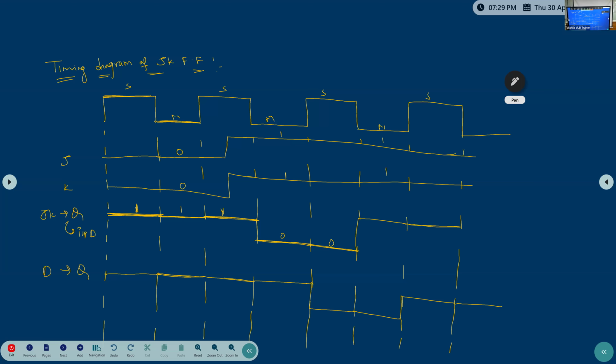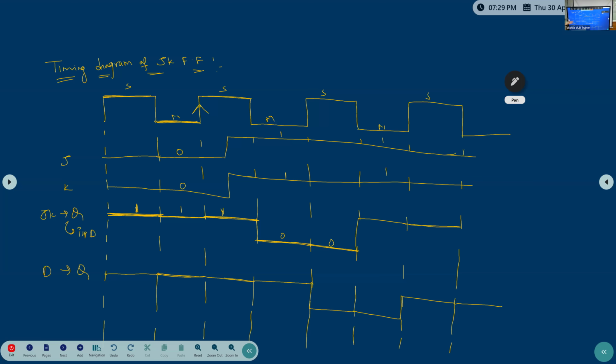This is the Q for D. The timing diagram will be like this. So if someone asks you to write the timing diagram, then you need to go like this and write the timing diagram. Clear? So master and slave: this is negative and this is positive. This is a positive edge triggered flip-flop.